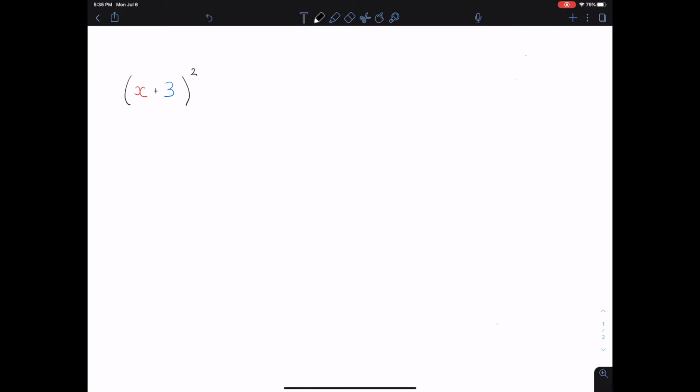Now, when confronted with a squared binomial like (x + 3) squared, it's very tempting to distribute the square and say it is x squared plus 3 squared. However, this is a cardinal sin of algebra. It is not correct. Let's do some easy geometry to convince ourselves why this first instinct isn't quite right.